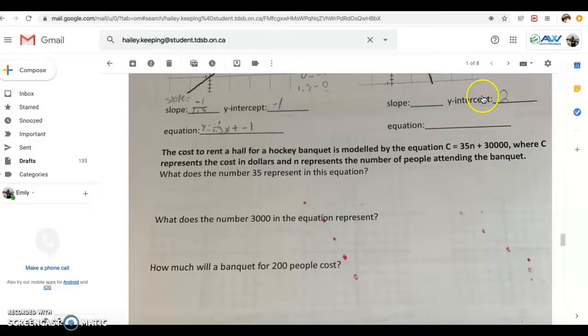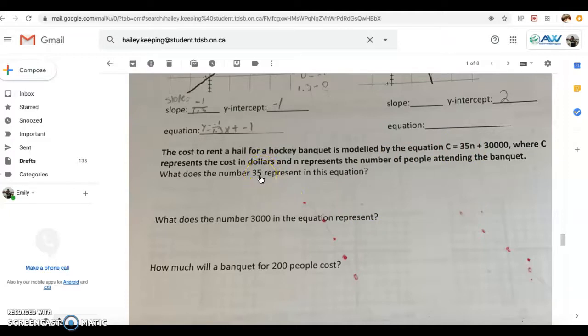Okay. So the number 35, what does that represent in this equation? Because that's a number that you're multiplying by the number of people attending, that's like the cost per person. So for each person, you have to pay $35 for their food and drinks and whatever. So that's how you would describe that. What is the number 35? It represents the cost per person.